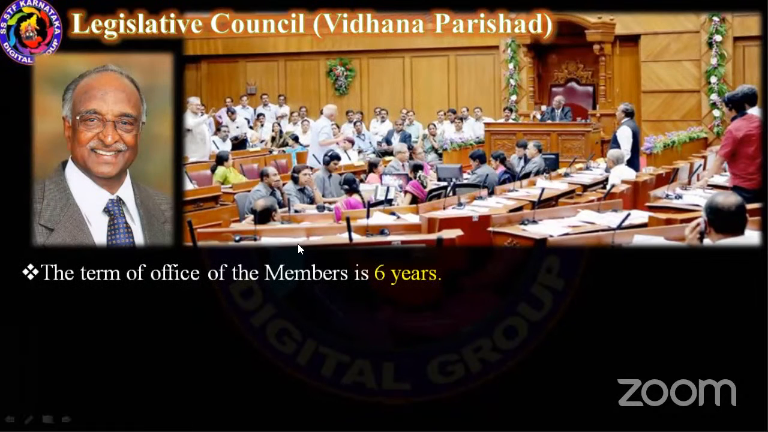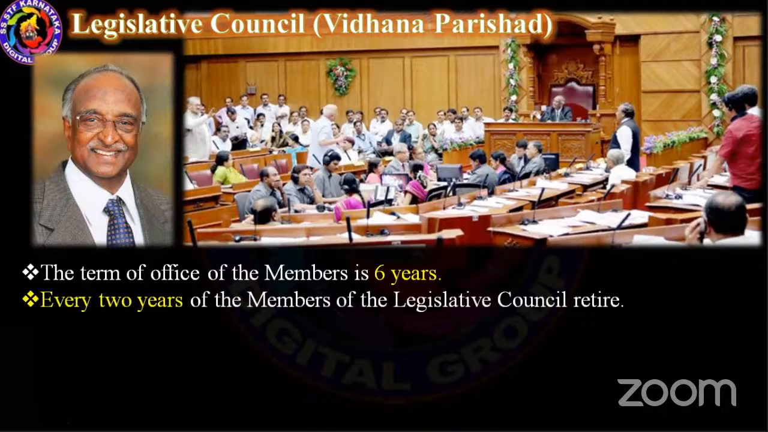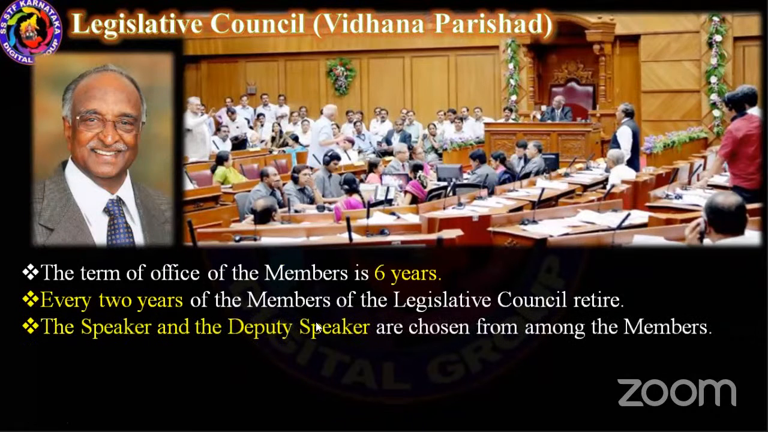The term of office of the member is 6 years. After 6 years, they have the right to be re-elected as an MLC. Every 2 years, 1/3 of the members of the legislative council retire. And afterwards, as many members as retire are appointed again.